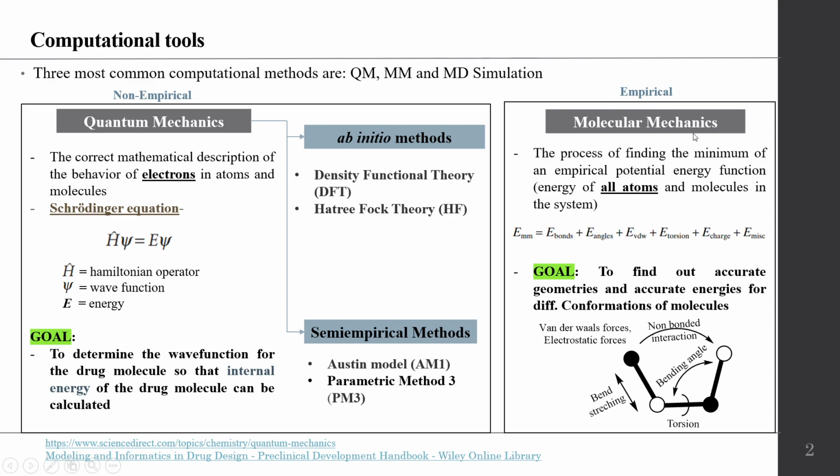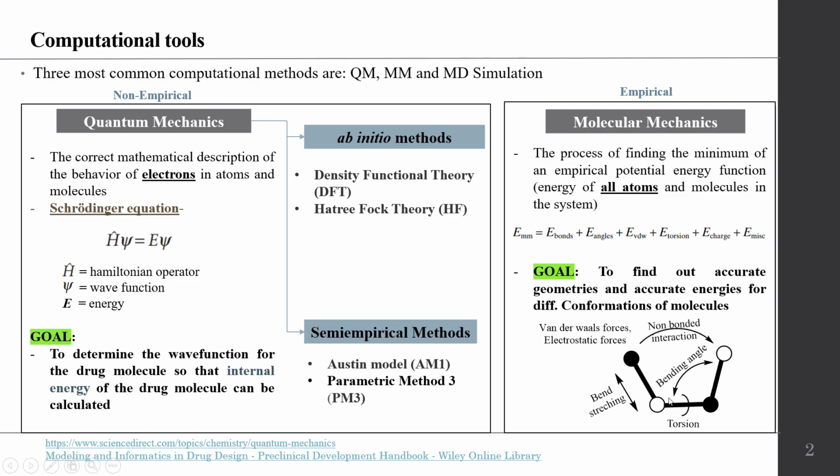Now we will discuss molecular mechanics. In broad terms, it is finding the minimum of the empirical potential energy function, the energy of all atoms and molecules in the system. This is the formula: the energy, which is the sum of the bond energy, angle energy, torsion and charge, and miscellaneous energies like dipole or dipole-induced dipole. These are the internal energies that we see in the calculations of molecular mechanics, and the goal of this mechanics is to find accurate geometries and accurate energies for the different conformations of molecules.